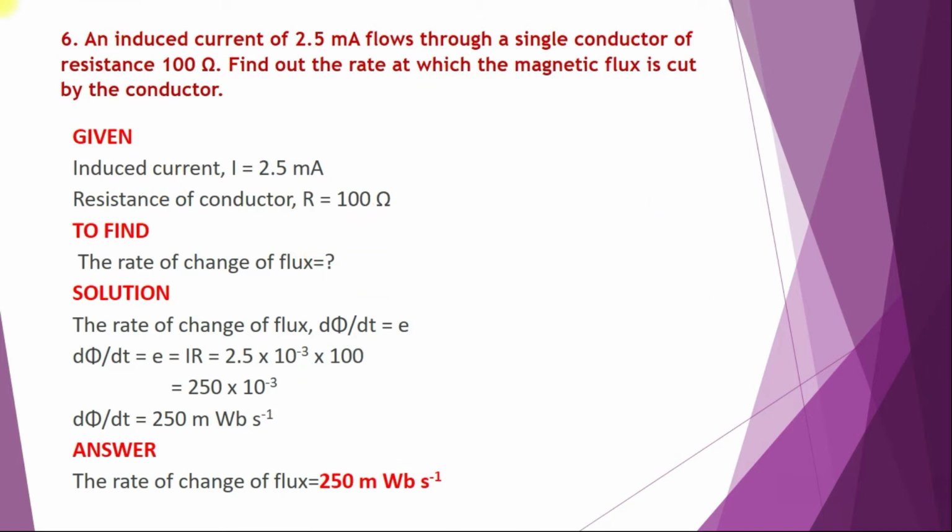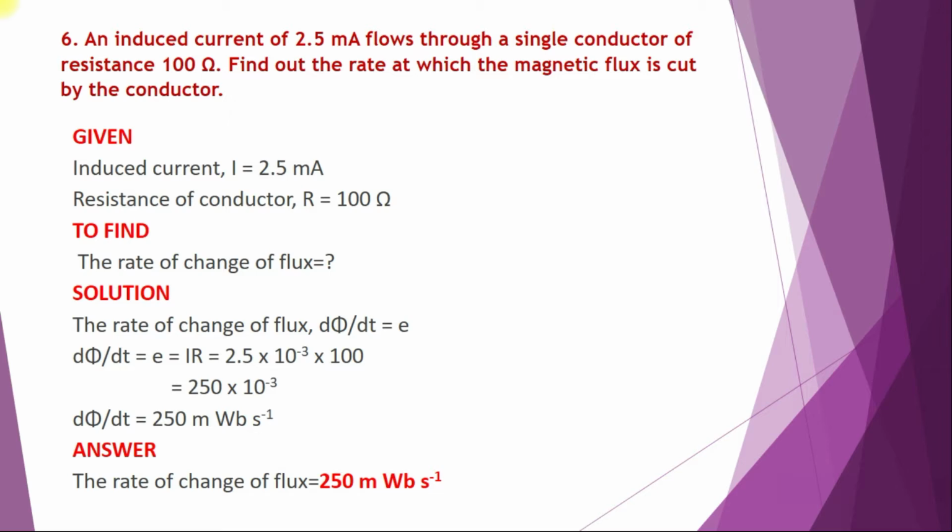Now problem 6. An induced current of 2.5 milliampere flows through a single conductor of resistance 100 ohm. Find out the rate at which the magnetic flux is cut by the conductor. So the given data is induced current I is equal to 2.5 milliampere, resistance of the conductor R is equal to 100 ohm. We are supposed to find the rate of change of flux.